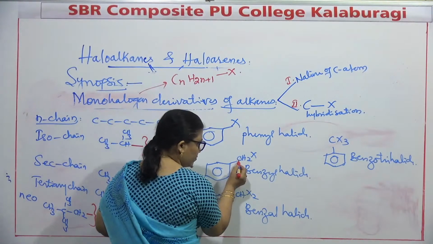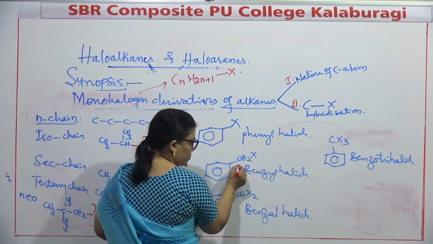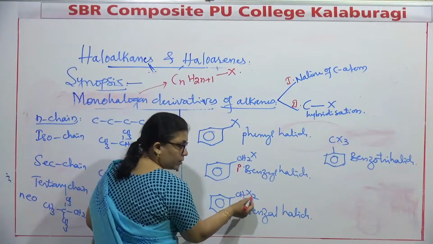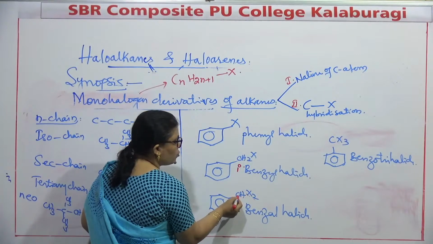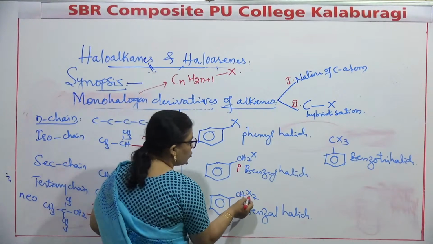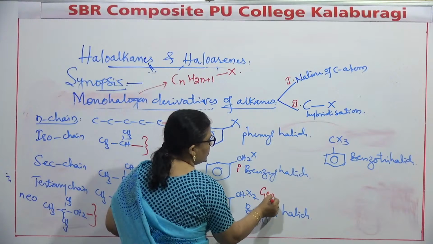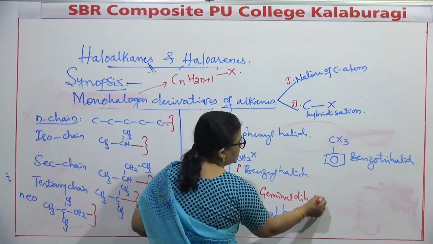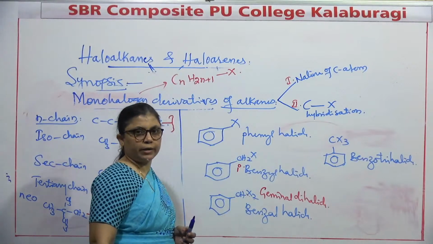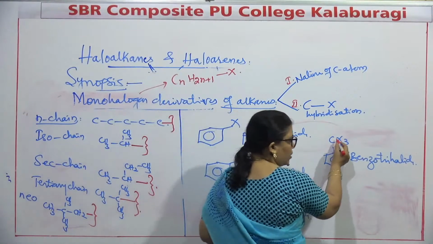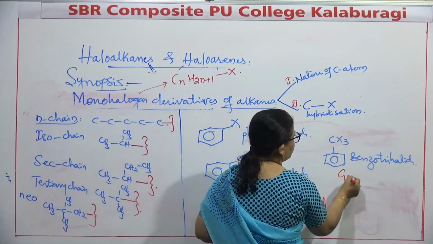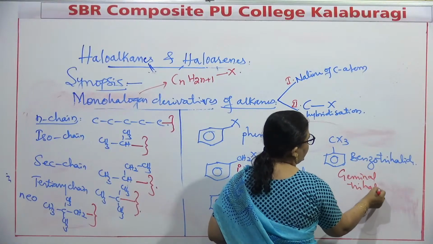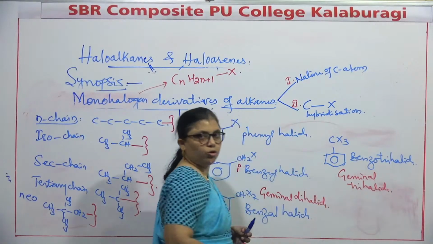In this case, this is linked with 2 carbon and this is primary in nature. Here we are having 2 halide, correct? 2 halide groups are linked to the same carbon atom. These are geminal dihalide. This is geminal, but it is a trihalide. Geminal trihalide. Trihalides are not there, but I want to show you over here.